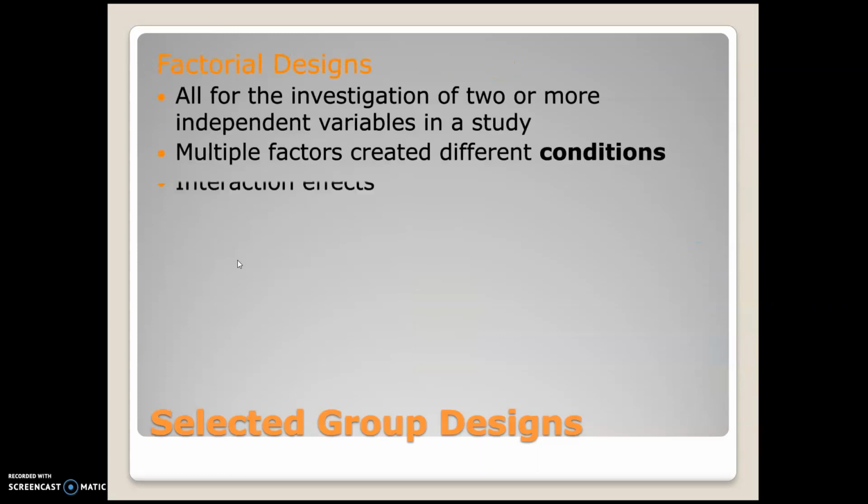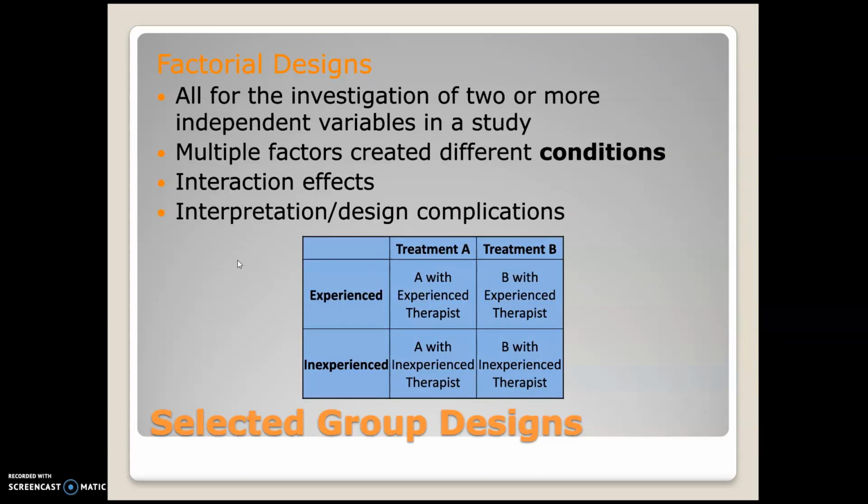So, factorial designs. Let me be clear before we talk about this. All of the designs I've just talked about were based on a single independent variable. The example I used was coffee before an exam. This one is going to involve two or more independent variables.